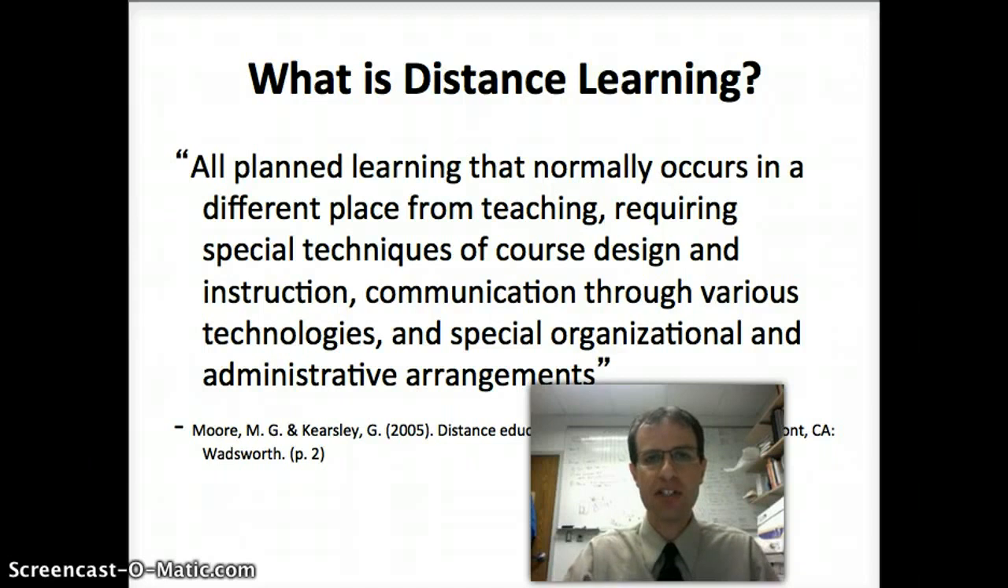So first, let's start out just by talking about what is distance learning. And of course, as you can imagine, there's lots of varying opinions about this, different ways to define it. I like this definition. It comes from Michael Moore, who is someone that really is worth knowing and someone that has had a fair bit to say about distance learning.